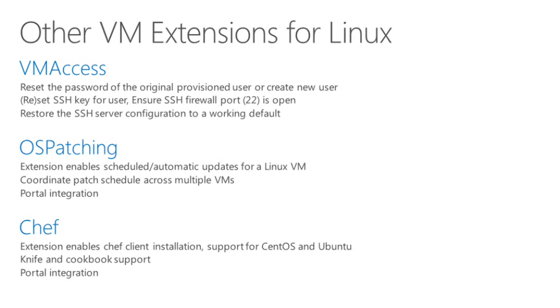Not all virtual machines are updated at the same time. We have portal integration. You can configure this extension through the portal as well. I talked about Chef. We support Chef on Linux virtual machines today for CentOS and Ubuntu. The entire Chef ecosystem would be available as soon as you install it. You can use Knife, and you can use Chef recipes and cookbooks on your Azure virtual machines.